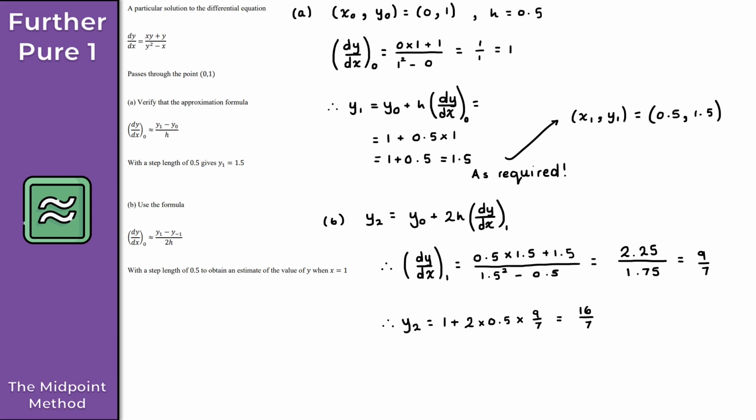So what I do here is give this as a decimal. It doesn't specify a degree of accuracy, so let's just give this to, say, 3 significant figures. So when x equals 1, y is equal to 2.29, to 3 significant figures. You could also just note this as x2 and y2, so x2 is 1 and y2 is 2.29. That's also fine if you want to give the answer like that. Either way, you should get the same for y. So y equals 2.29 to 3 significant figures.